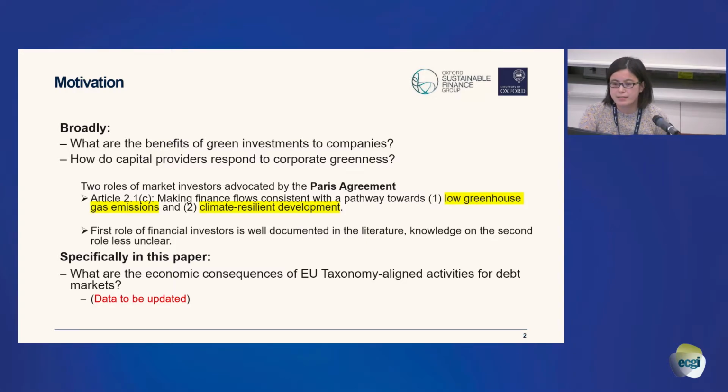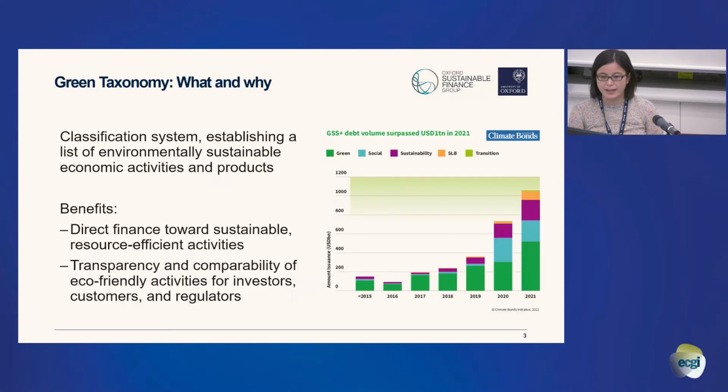The existing literature mainly studies how investors respond to green investment from the carbon emission perspective. The introduction of the green taxonomy allows us to study this question from a climate resilient development perspective, using EU taxonomy aligned activities.